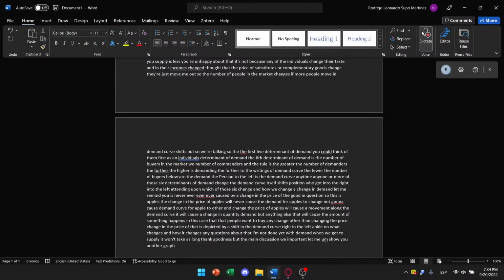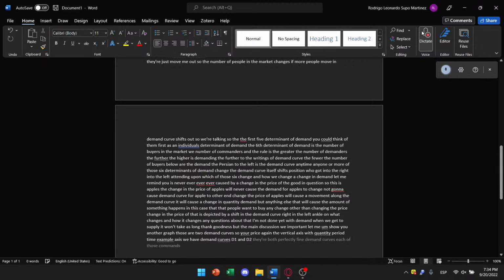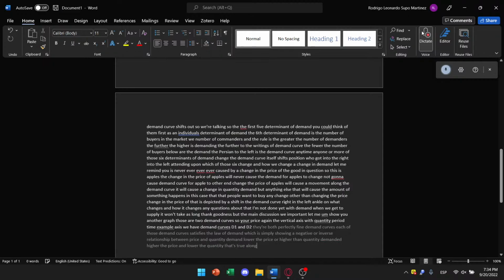Those are 2 demand curves. So we have price again on the vertical axis, with quantity per period of time on the horizontal axis. We have demand curves D1 and D2. They're both perfectly fine demand curves. Each of those demand curves satisfies the law of demand, which is simply showing a negative or inverse relationship between price and quantity demanded. Lower the price, the higher the quantity demanded; higher the price, the lower the quantity demanded. That's true along both demand curves. But obviously they're different.